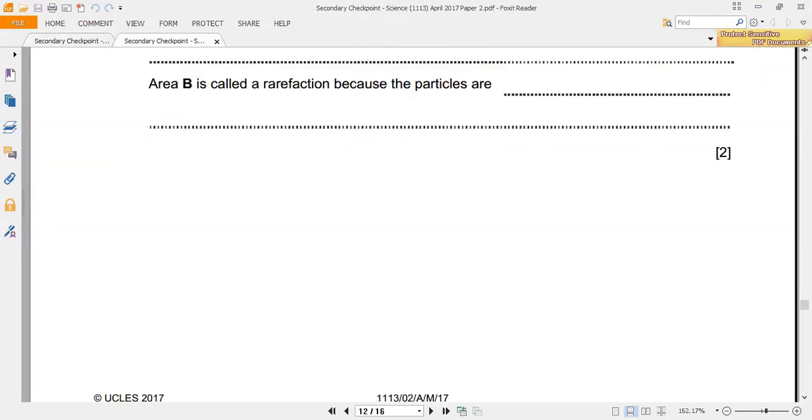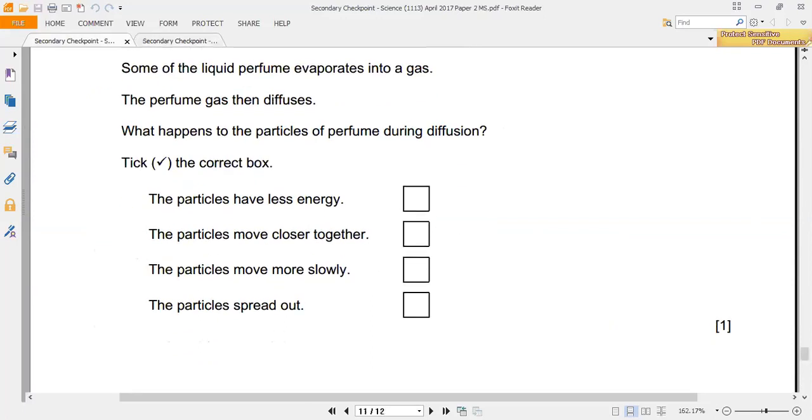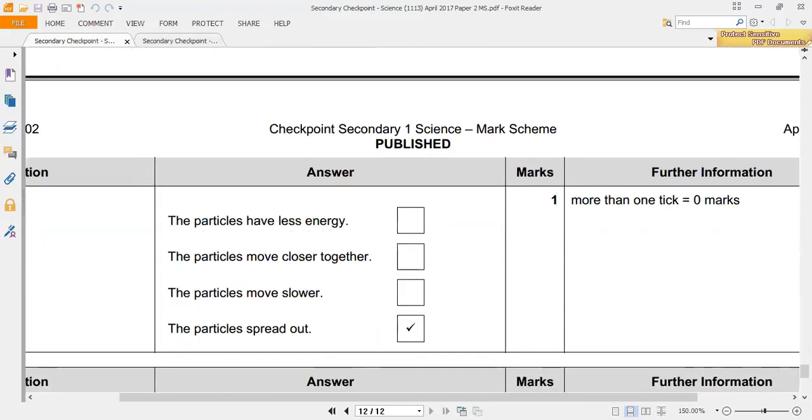After this, we have question number 16. Chin opens a bottle of liquid perfume. After a few seconds, he can smell the perfume. Some of the liquid perfume evaporates into a gas. The perfume gas then diffuses. What happens to the particles of perfume during diffusion? Tick any of those boxes. Of course, the answer is that the particles spread out from a region of high concentration to a region of lower concentration, down their concentration gradient, in order to be evenly distributed in all of the medium, or in all of the available space.